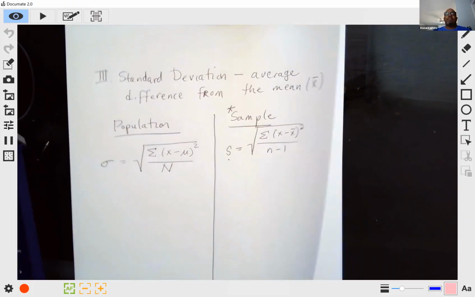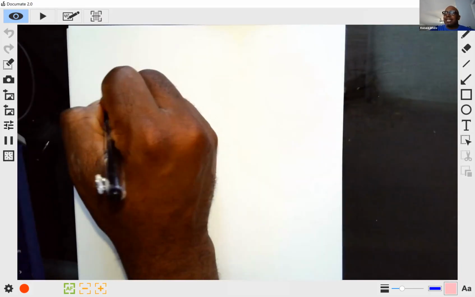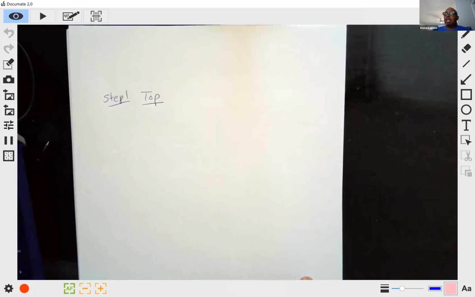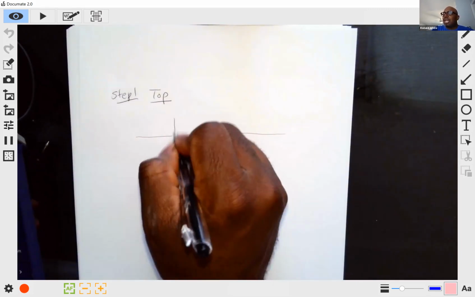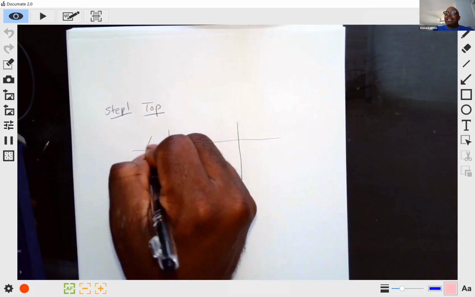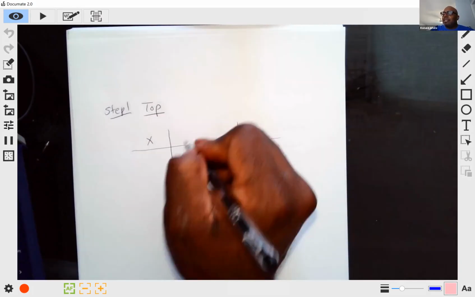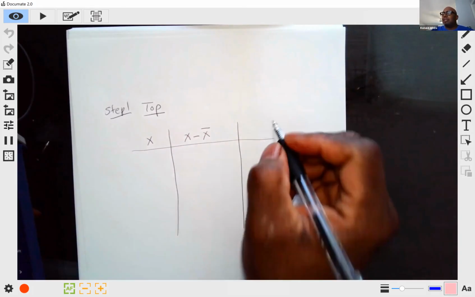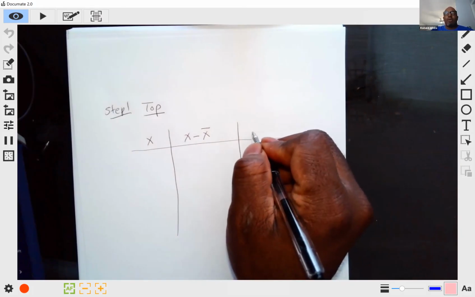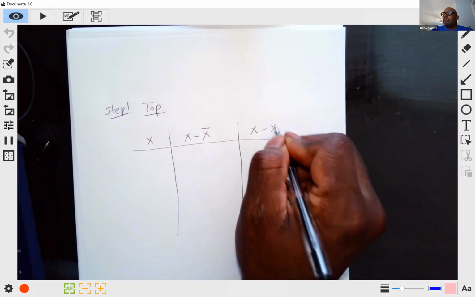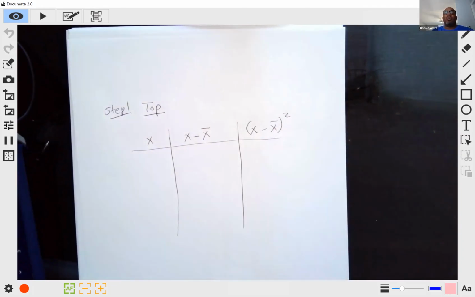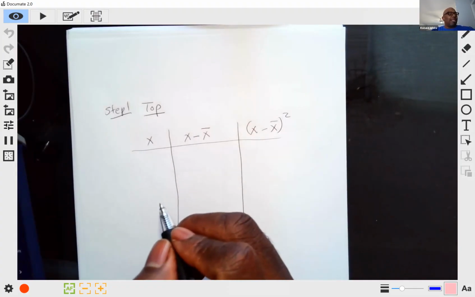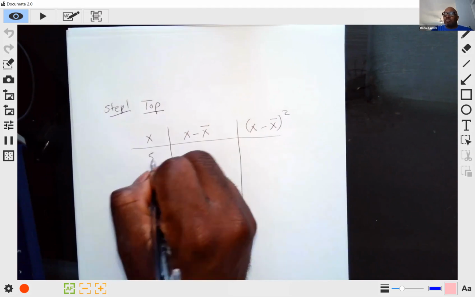All right, so I'm gonna go to another piece of paper and I'm gonna say step 1, the top number or the numerator. Now to do that, we're gonna make a little table. I'm gonna put all my data in the first column, and then I'm going to find my differences or my deviations in the second column. And then in the third column, I'm going to find my squared differences. And I'm going to talk to you in a second about why I'm squaring these numbers. This part of the process is the tedious part of the process. Everything else is pretty straightforward.